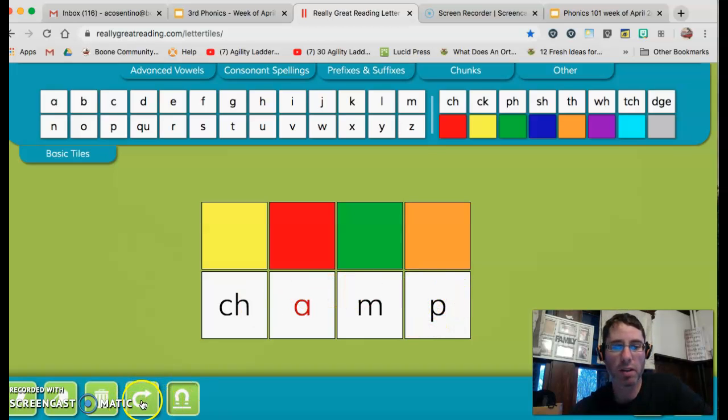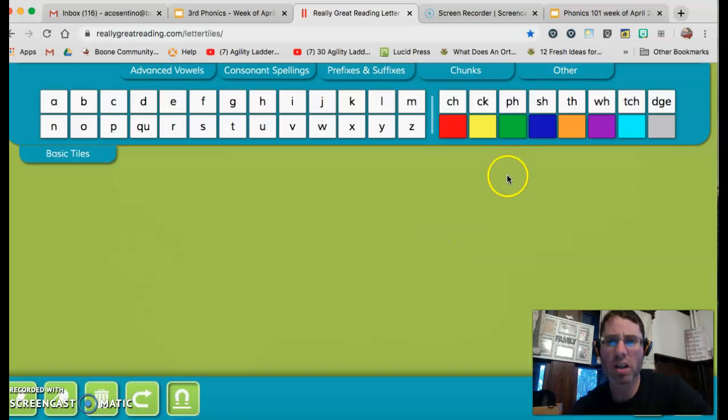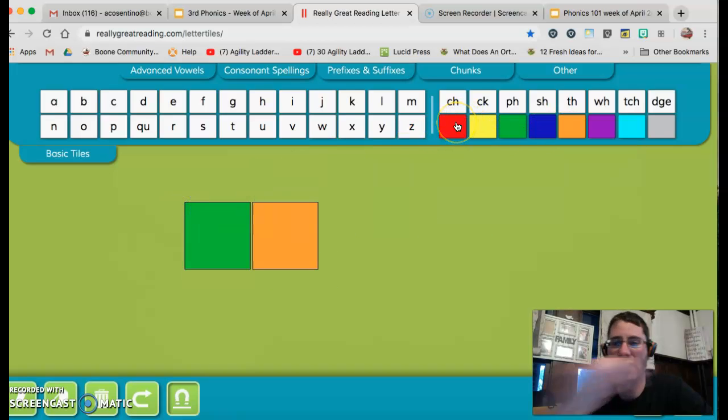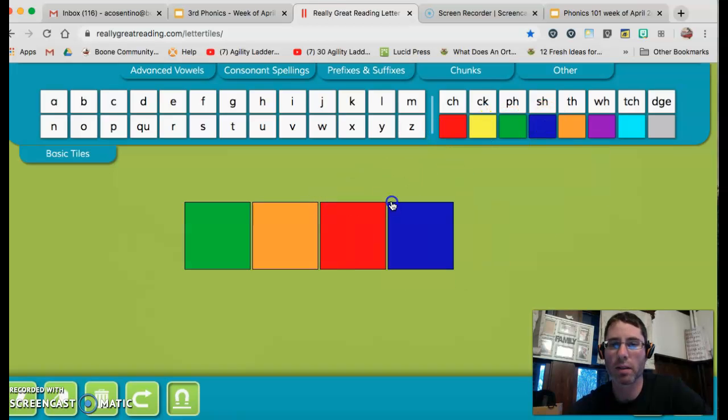All right, let's do another example here. Let's do truck. Truck. I hear t, r, I hear u as in up, and then I hear k. So it looks like I have four phonemes. T, r, u, k. Truck. So let's go ahead and match those graphemes.